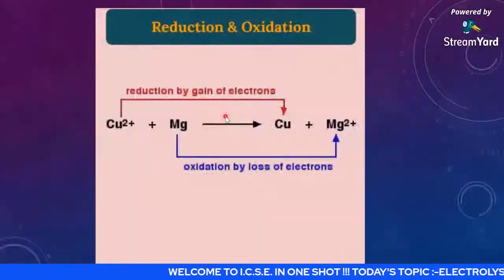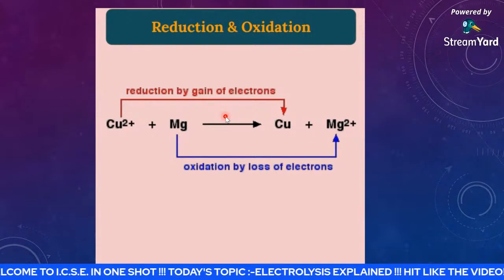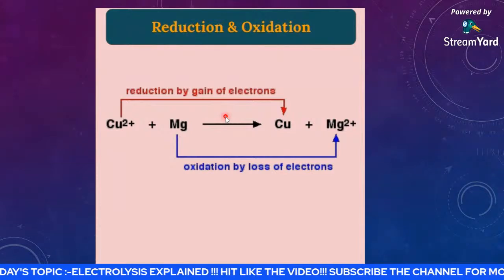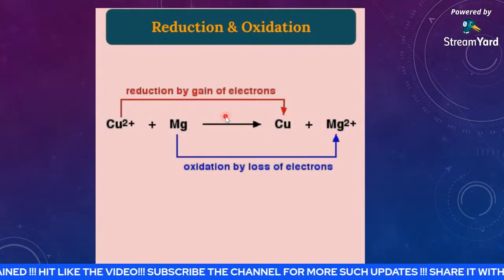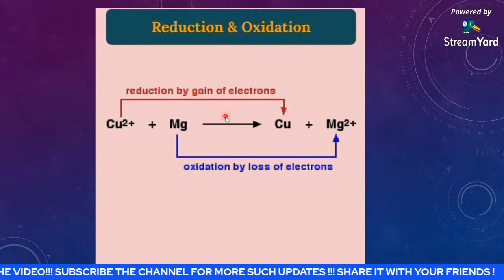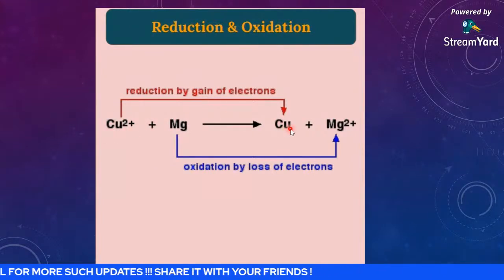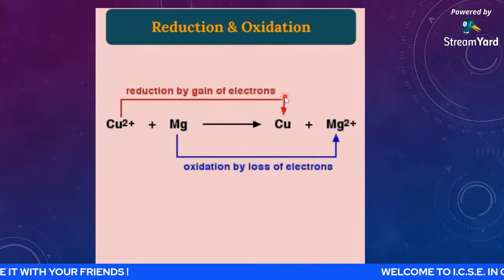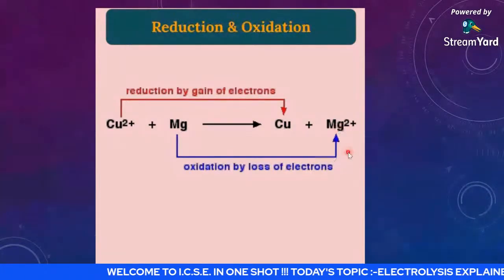Next, it's reduction and oxidation. In a chemical process, it's not that only reduction or oxidation takes place. Practically, in electrolysis, it's a redox reaction. Here you see copper 2+ gaining 2 electrons to become copper. Gaining electrons means reduction. And Mg loses 2 electrons to become Mg2+ ion. That is the oxidation.